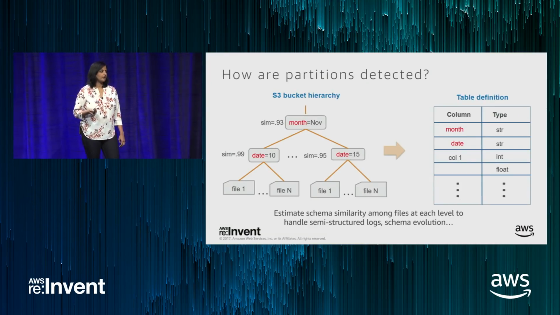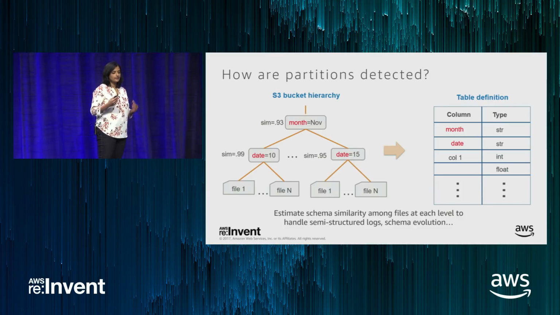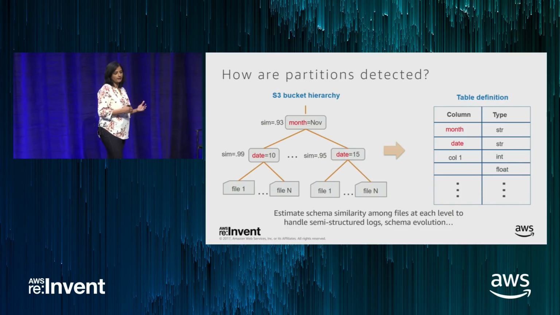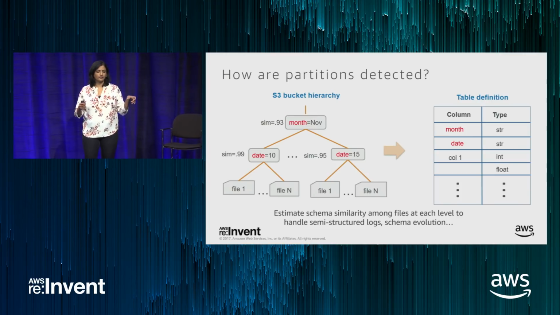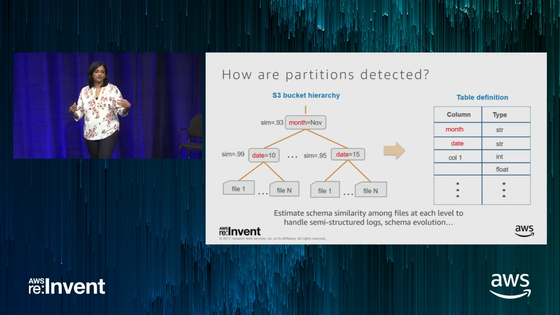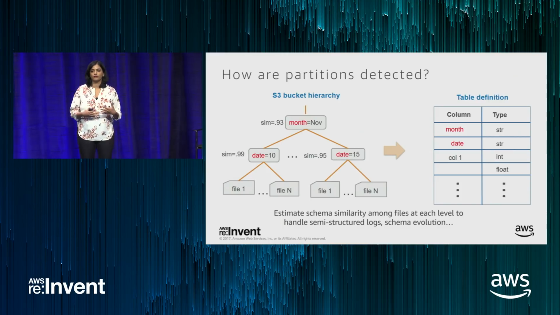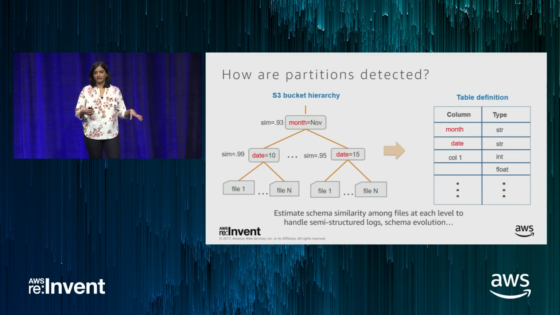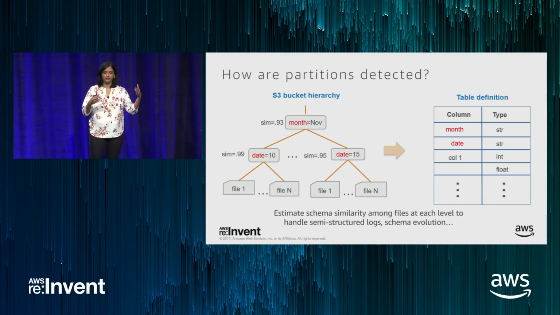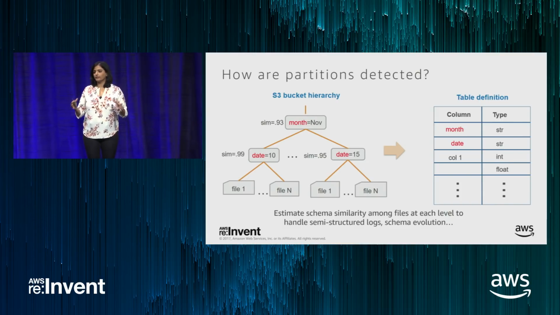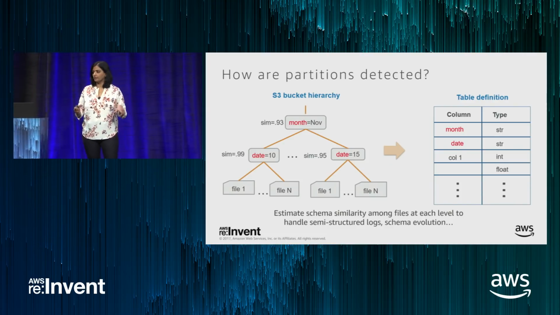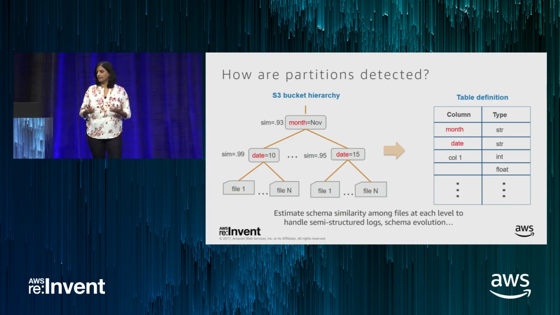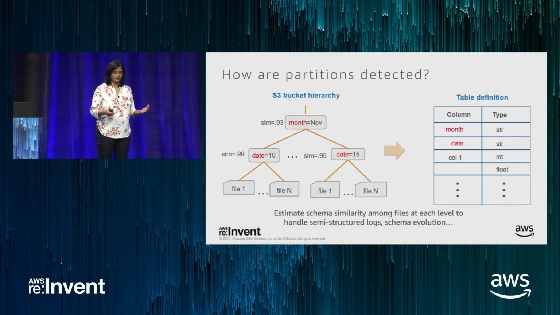So how does Glue detect partitions? It does a similar analysis as it does to detect whether there is a schema match. It starts generating schema and starts merging that schema based on similarity at the file level, and then keeps walking the S3 bucket hierarchy up to determine whether all those files in a given bucket map to a single partition, map to multiple different partitions that are part of a single table, or map to different tables.